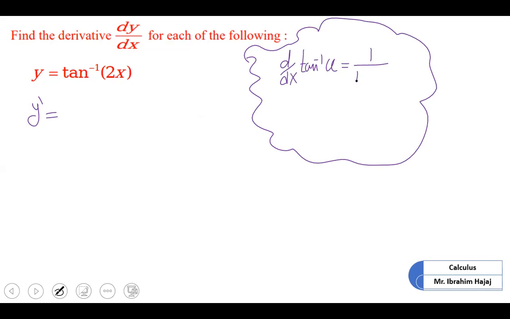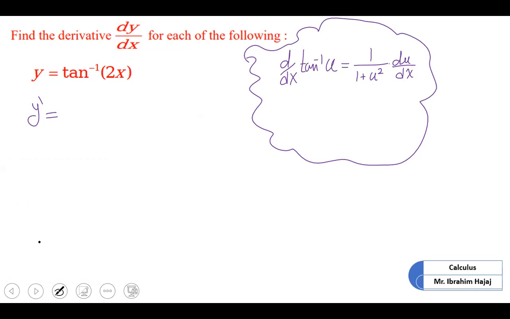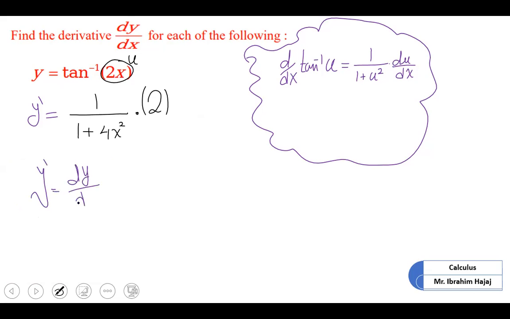It's 1 over 1 plus u squared times du over dx. So simply here, it's going to be 1 over 1 plus u squared. When I square u, it's going to be 4x squared, multiplied by the derivative of u with respect to x, which is 2. So the final answer, we can write as y prime, or some of you prefer dy over dx, is equal to 2 over 1 plus 4x squared.